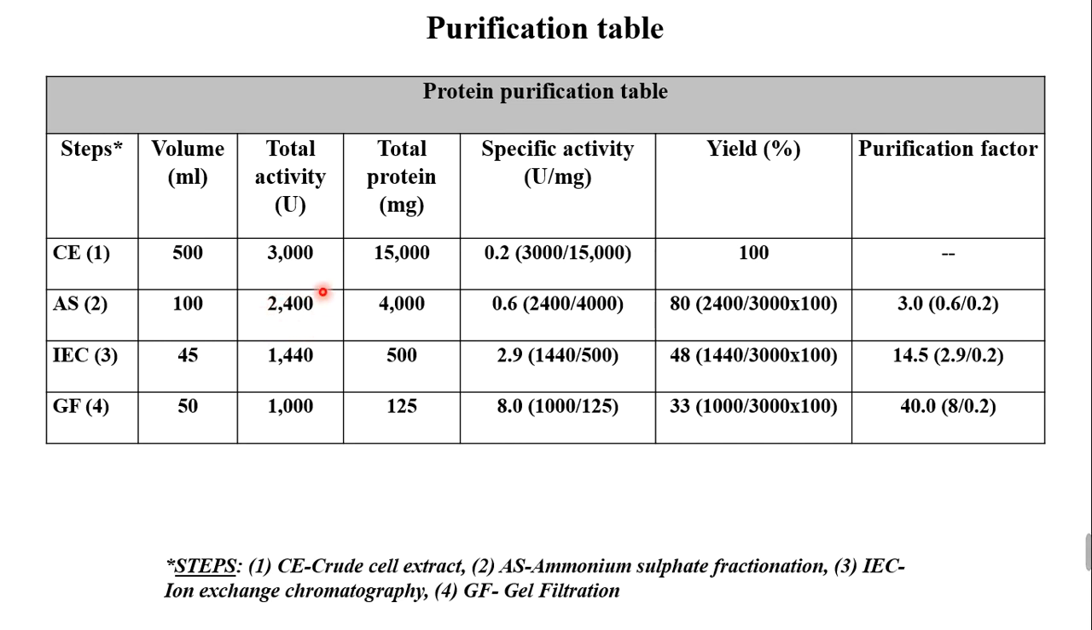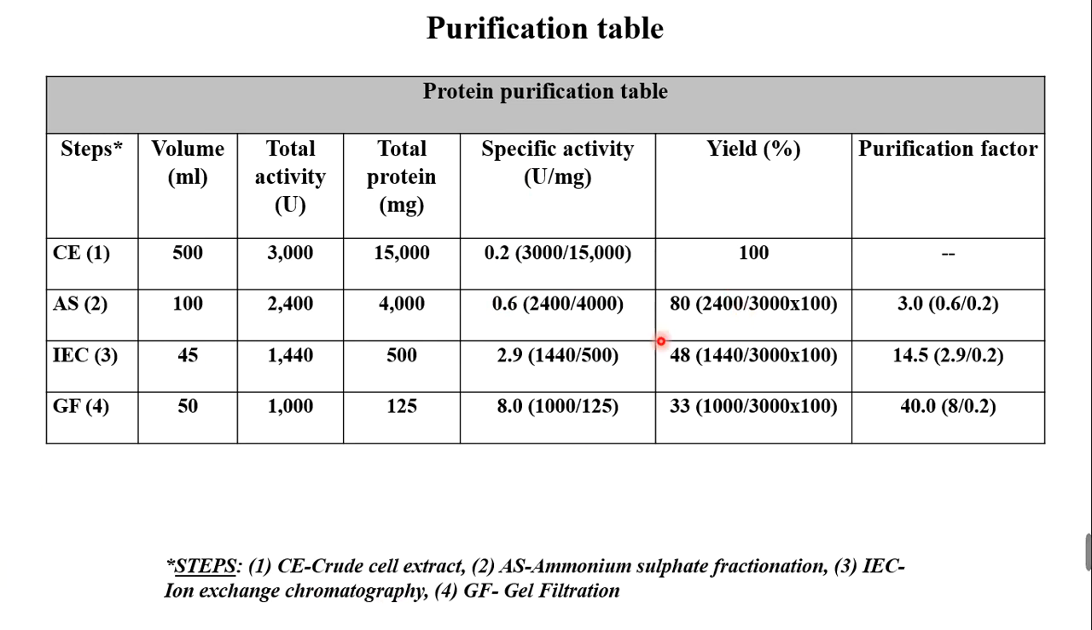If there is a huge loss of enzyme activity, that may be a problem. You have to ensure that your protocol is not wrong, or that you did not make some mistake, or that your handling of the enzyme is not bad, because enzymes are very sensitive. If you keep the enzymes at room temperature, your enzyme activity will be lost. The protein will be there, but the enzyme activity will not. So 2400 divided by 4000, the specific activity is 0.6.